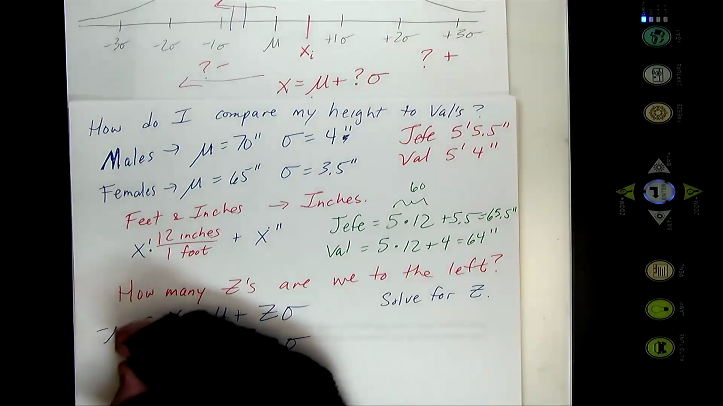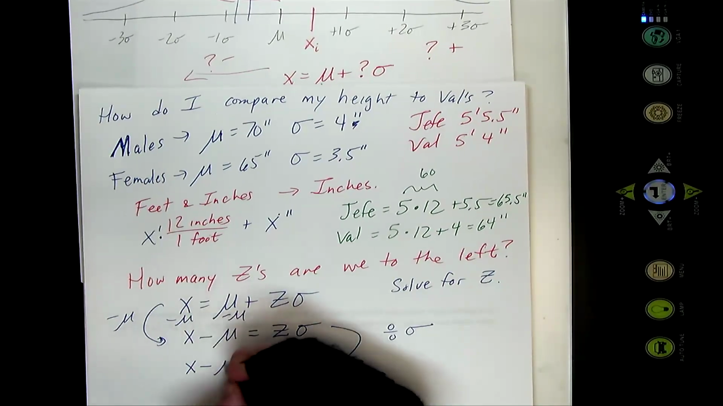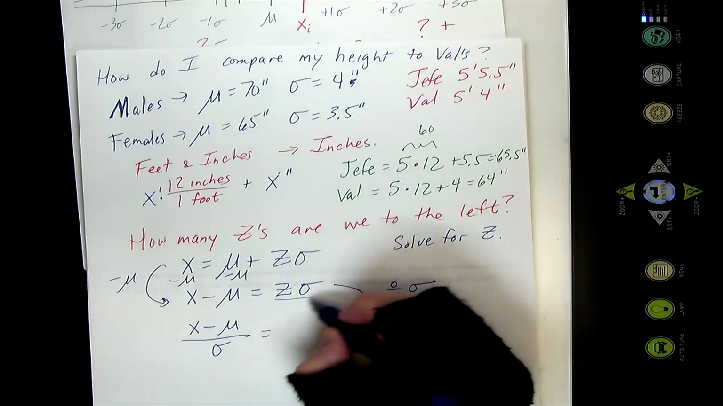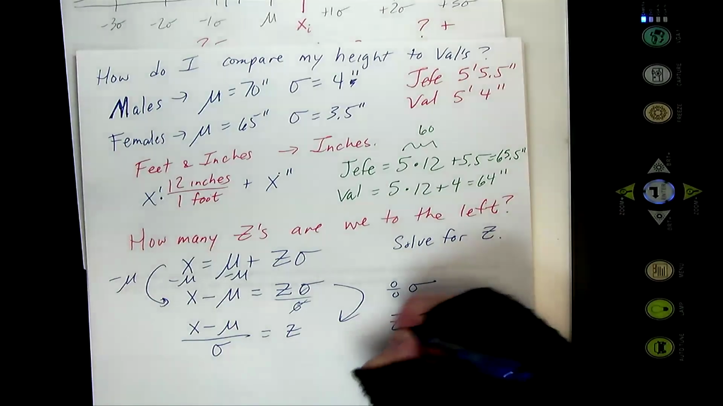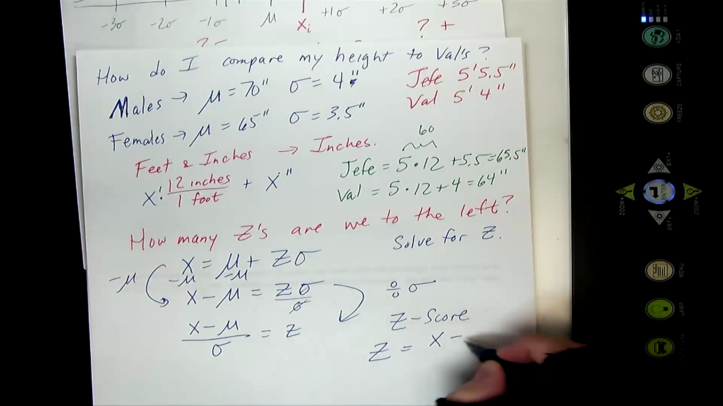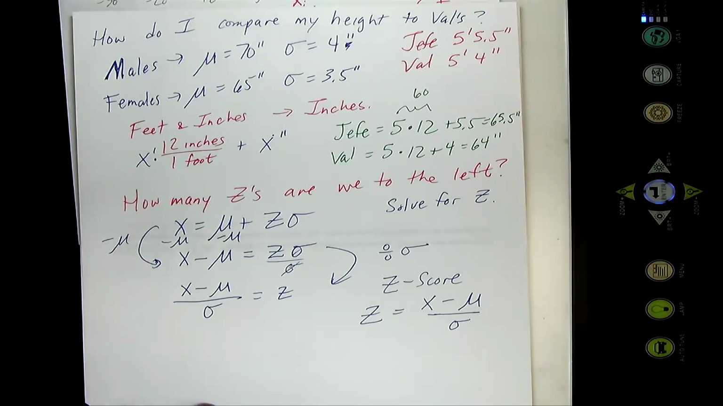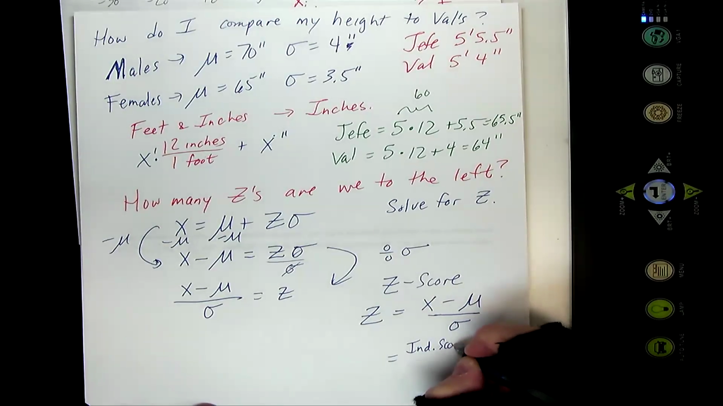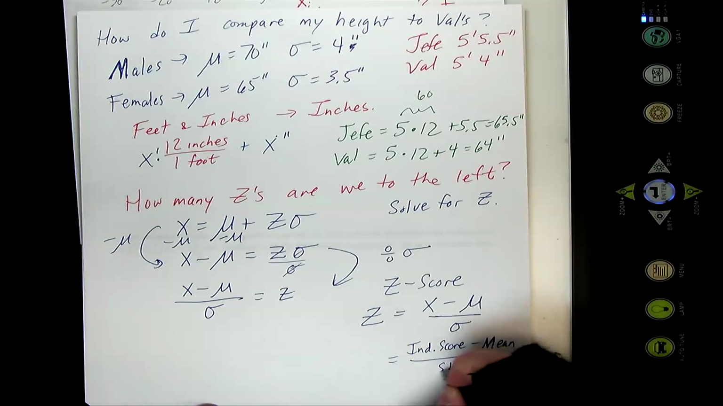So I subtracted mu. And now from here, I'm gonna divide by sigma. If I divide the left side by sigma, I get x minus mu over sigma. And on the right, if I divide that by sigma, and the sigmas cancel out, I just get z. So the z-score, which is what this is called, is a formula: x minus mu over sigma. Which is the individual score, minus the mean, over the standard deviation.